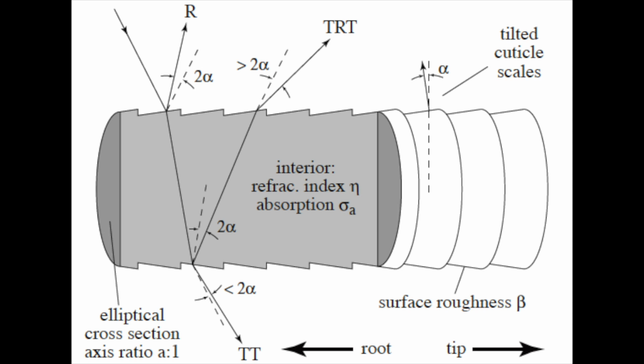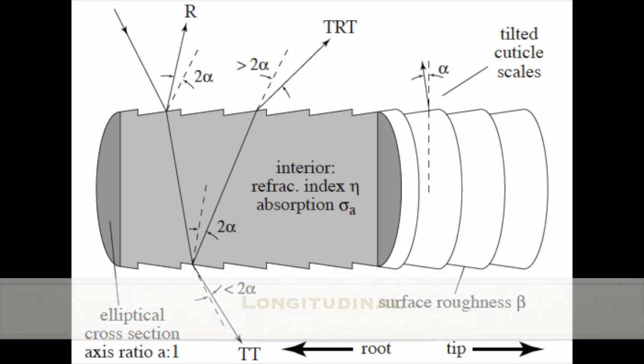Next is TT, which corresponds to double transmission. In this case, the light enters the hair and then exits out the other side. The third case is TRT, which represents transmission, reflection, transmission. In this case, the light enters the hair, reflects off the inside of the hair, and then is transmitted back outside. After we have dealt with lobe selection, we have to calculate the outgoing vector.